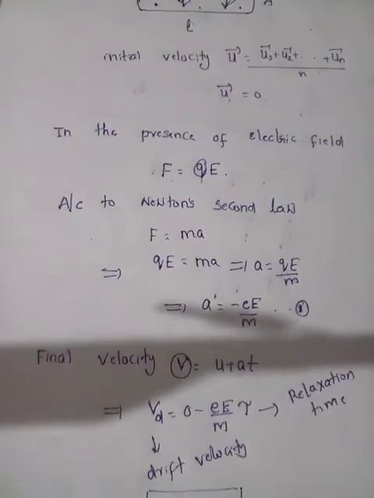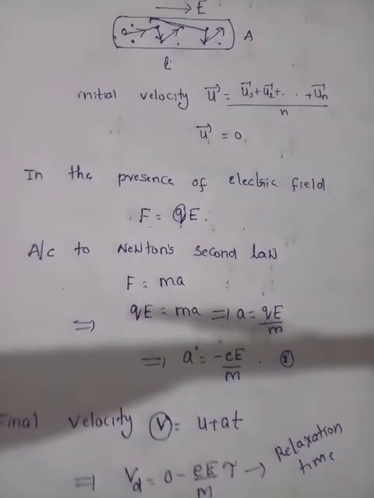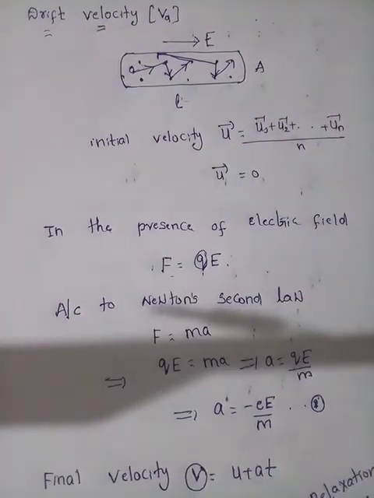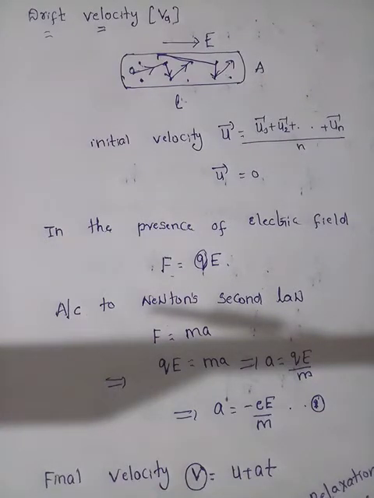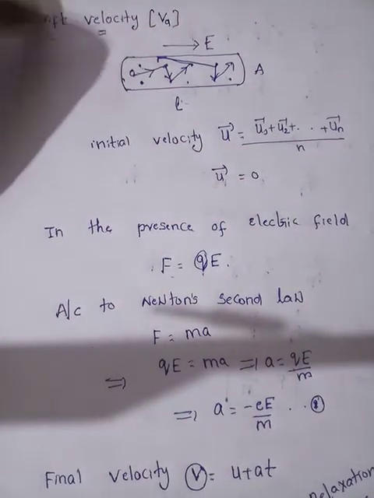Understood? So before application of electric field, the initial velocity is 0, but in the presence of electric field, the electrons are drifted from negative to positive. That drifting is because of what? Electric field, right? So that's why that velocity is called drift velocity. So this definition is very important.